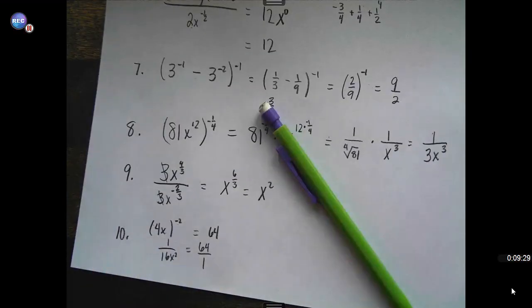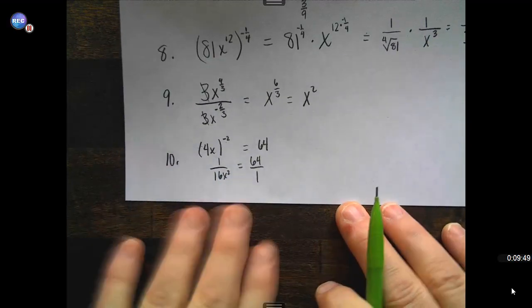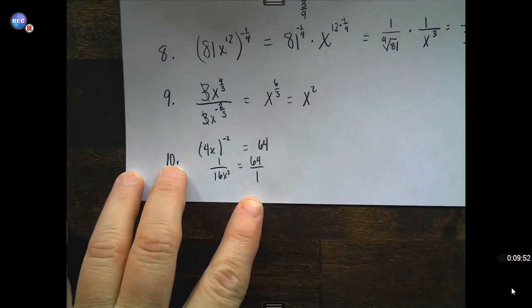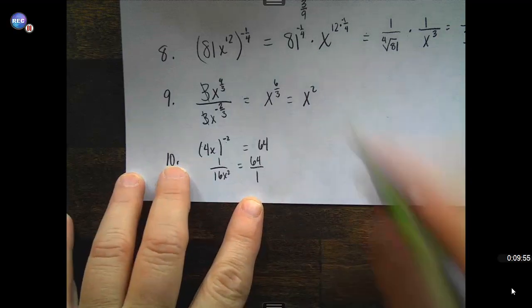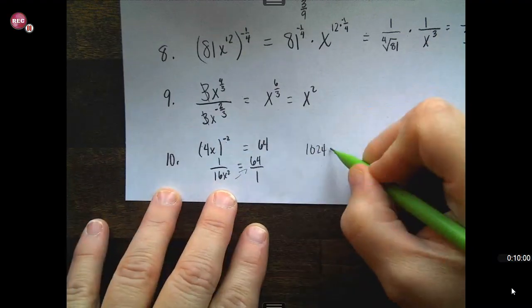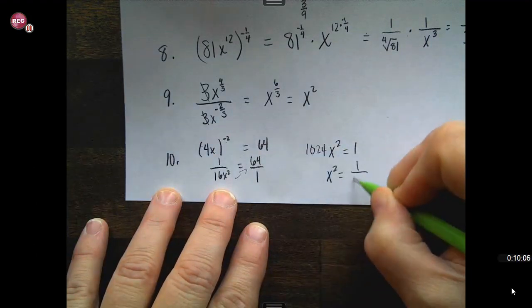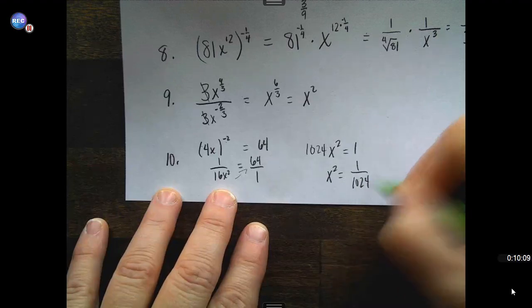And I'm going to, bear with me for a second here. What I'm going to do is multiply 16 times 64, and I'm going to get 1,024. When I cross multiply here, I'm going to get 1,024 x squared equals 1. So x squared is 1 over 1,024.